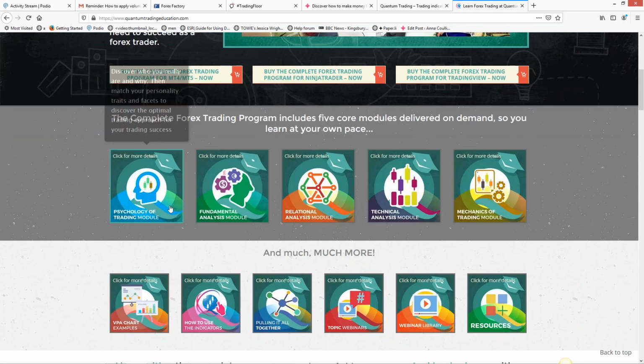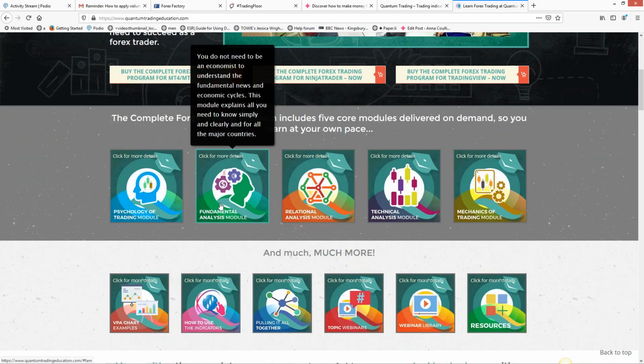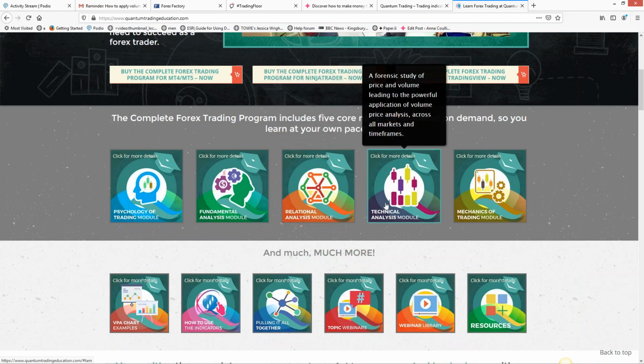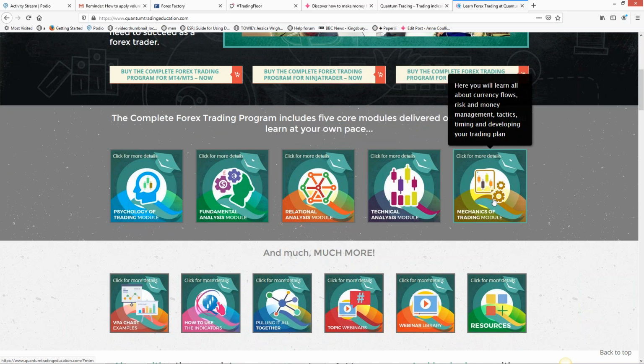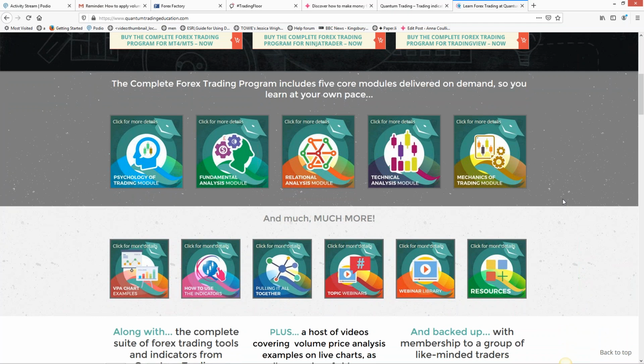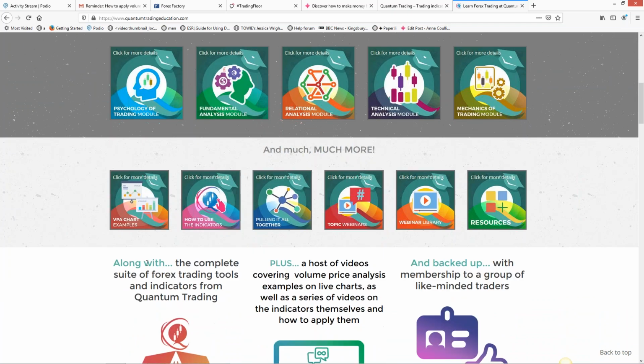We cover these 5 core modules: psychology, fundamental analysis, relational analysis, technical analysis, which of course goes into a forensic study of price and volume, and the mechanics of trading, understanding how to trade, the approaches to trade, your tactical approaches. Are you going to be a tactical trader, or are you going to take a basket of tactics to market to apply to all currency pairs?